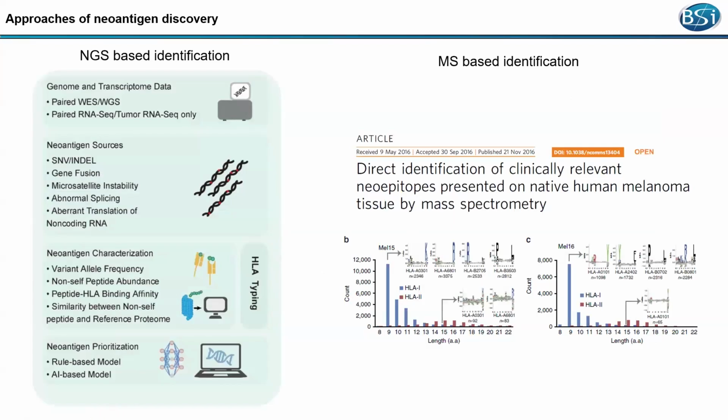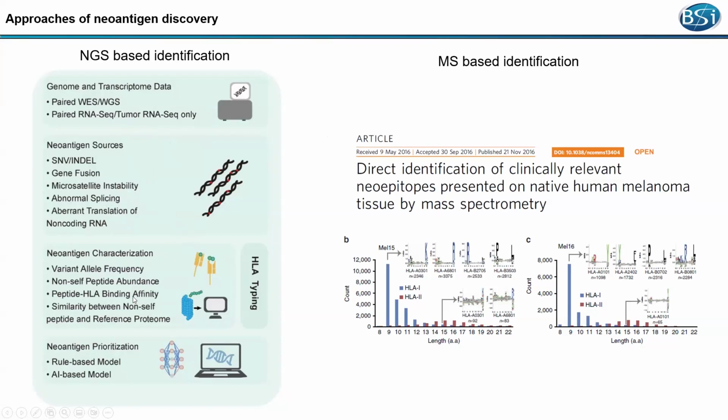There are several approaches for discovering new antigens. Currently, the two main methods used are NGS-based identification and mass spectrometry-based identification. In the NGS-based approaches, the process starts with sequencing the genomic DNA of tumor cells, and whole genome sequencing is performed to identify mutations in the tumor genome, including point mutations, insertions, and deletions. The identified mutations are then translated in silico into peptides.